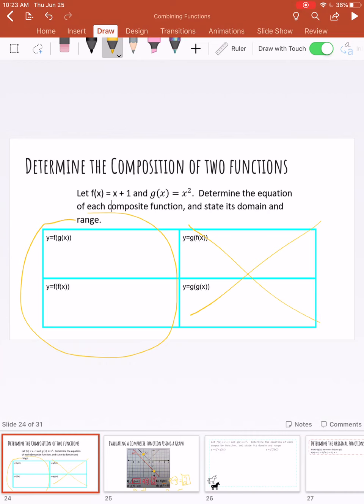So let's start here. What we're doing is taking our f function and inputting our g function. That's what that notation means. So I like to just write my f function out. I'm going to write y equals x plus 1. And then I'm going to substitute that g function into the f function. Anytime I see a variable, like this x here, I'm just going to substitute that g function in for that variable. So this is my new answer: y equals x squared plus 1.